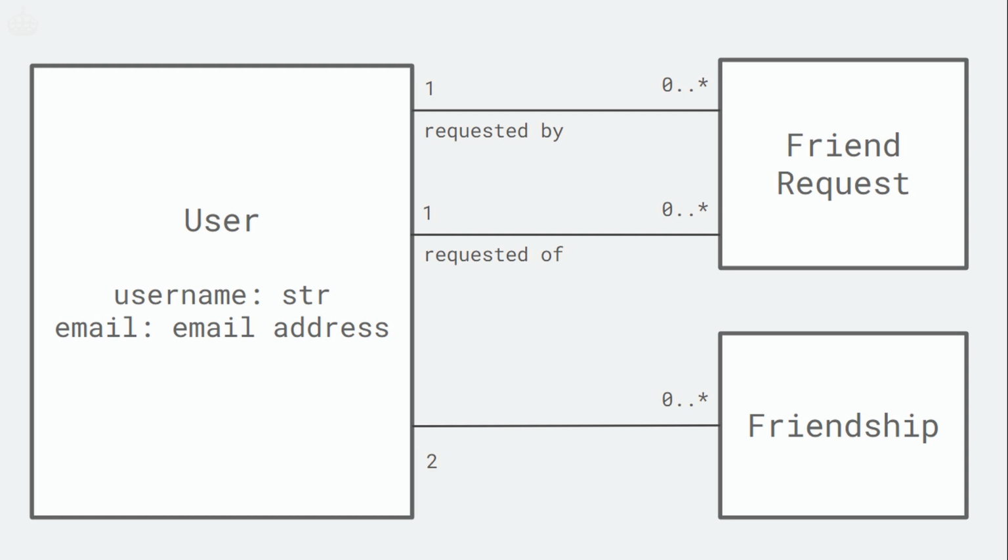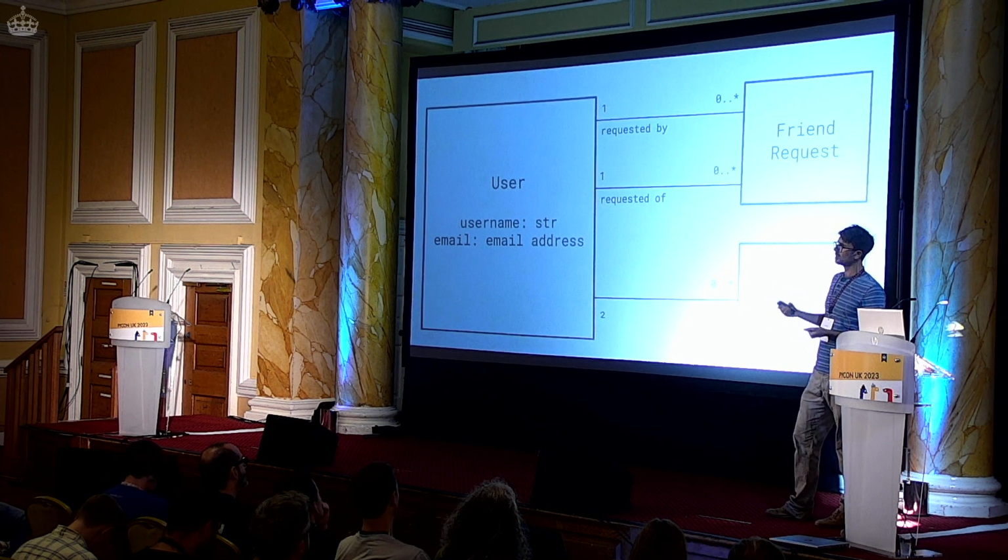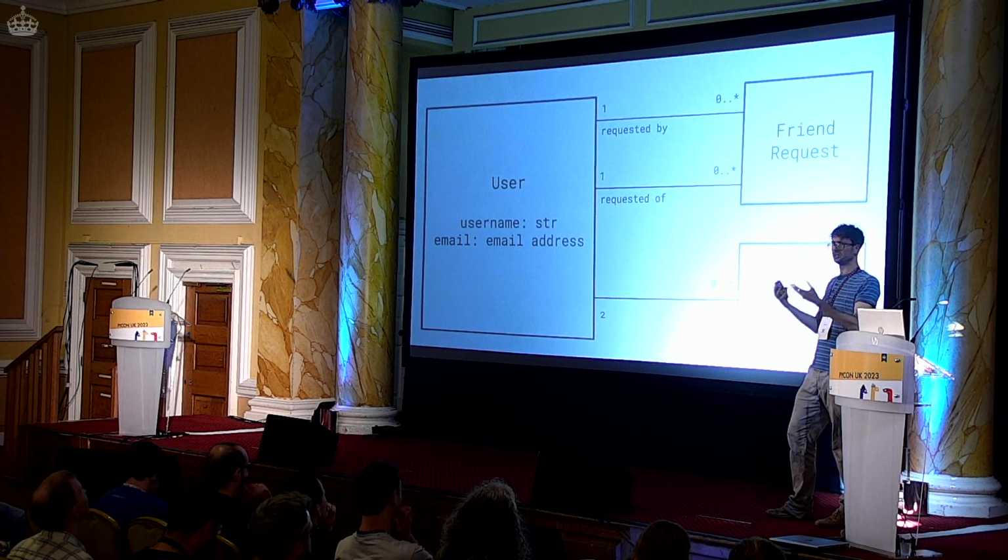Perhaps we could do this a bit differently. Perhaps there's more opportunities to make this more useful and easier to work with. So, for example, friend requests. When you get a friend request, you're going to approve it or reject it. But you probably don't want it to stick around once you've dealt with it.